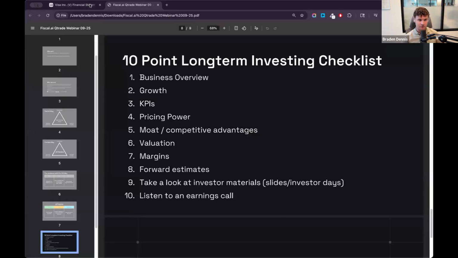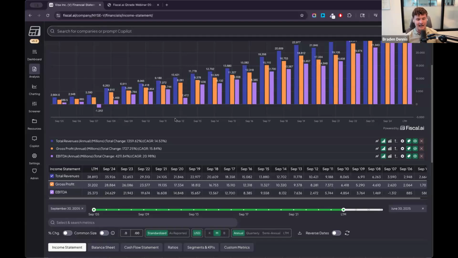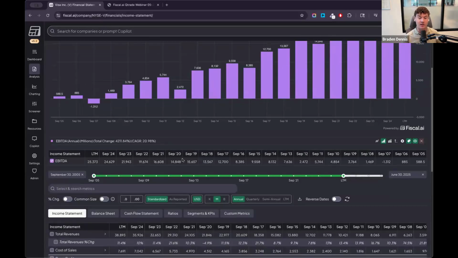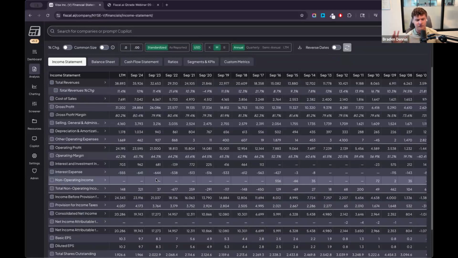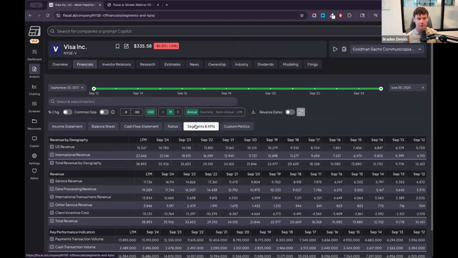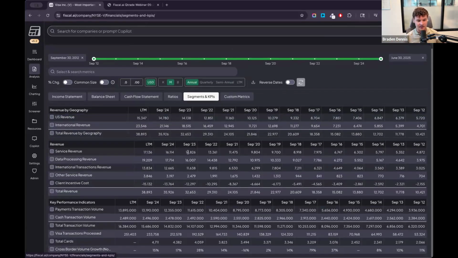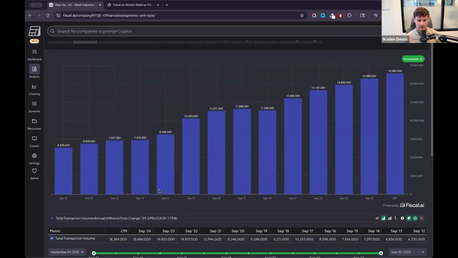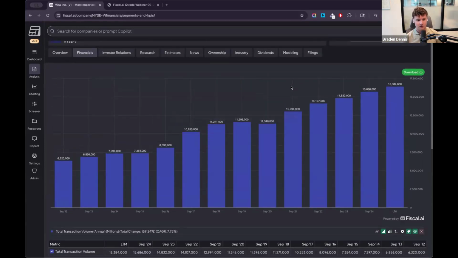Growth looks great, but how do I relate those to the actual business KPIs? I can find total revenues, gross profit, EBITDA, operating income and balance sheet metrics very easily on the platform. But what about the actual things that make this business tick? The thing I like to look at for this business is payments, or total transaction volume. This is bespoke to Visa, and it's bespoke for every company.